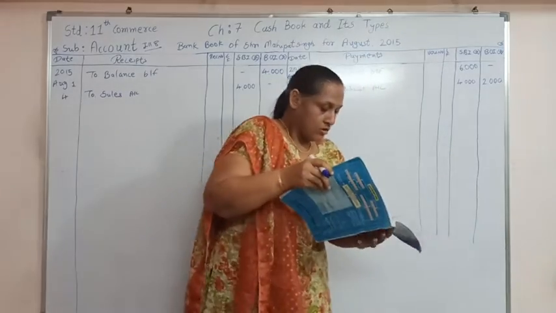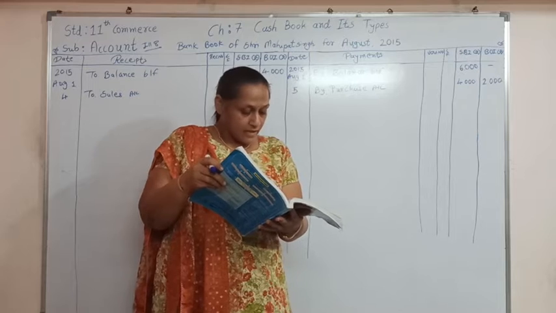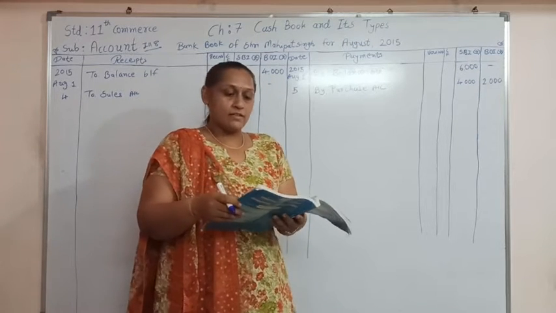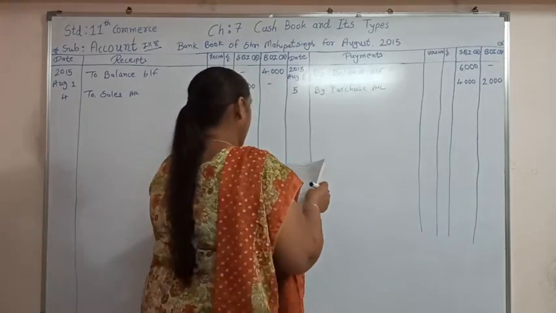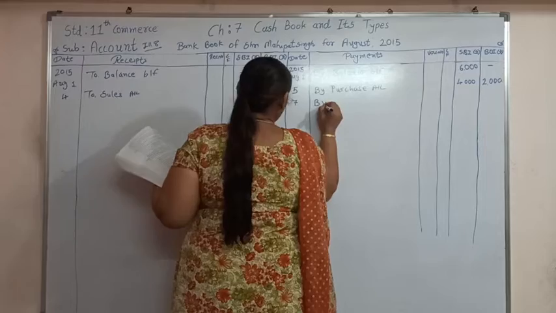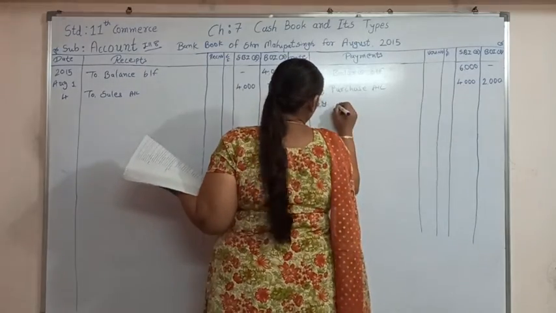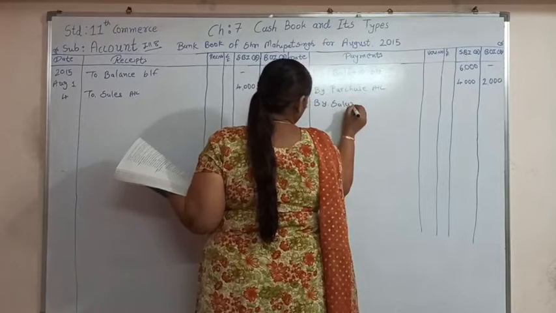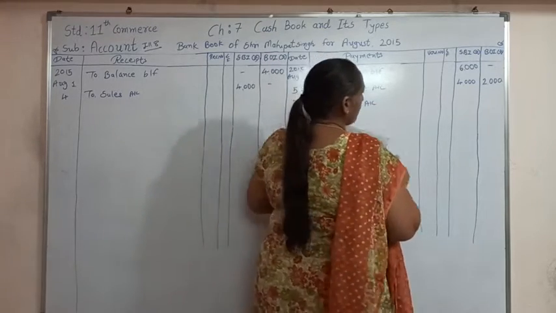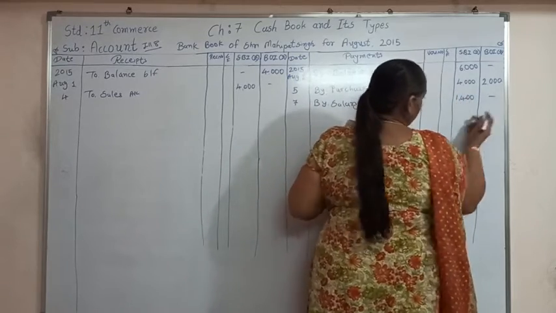Okay. Now on date number 7, a check of SBI of 1,400 issued for salary. Salary is our expense, and for that we have issued a check of rupees 1,400, by salary account, and the check is issued from SBI. So here it will be 1,400.